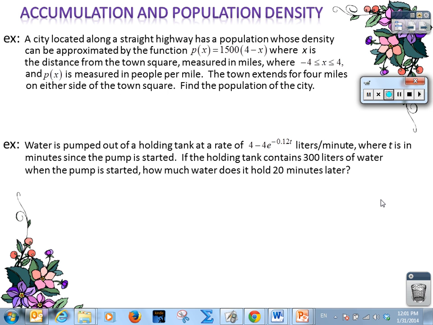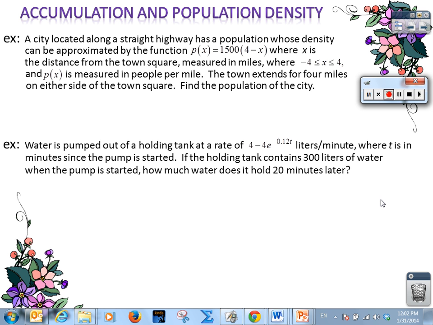Okay, let's take a look at today's lesson. It's on accumulation and population density. I think we're pretty comfortable with the accumulation part. We've done quite a few of those type before. We've worked a little bit with population density. Today we're going to just extend our work a little bit more with it.